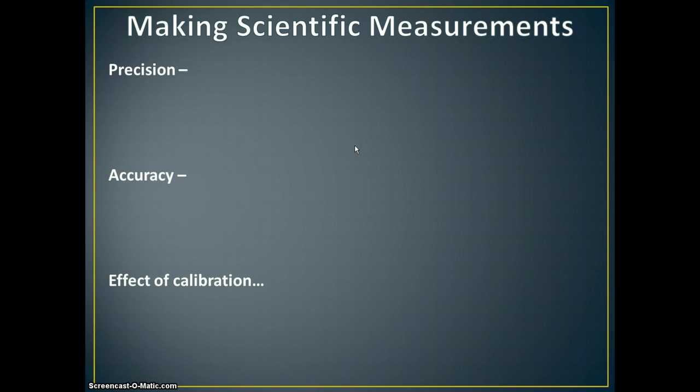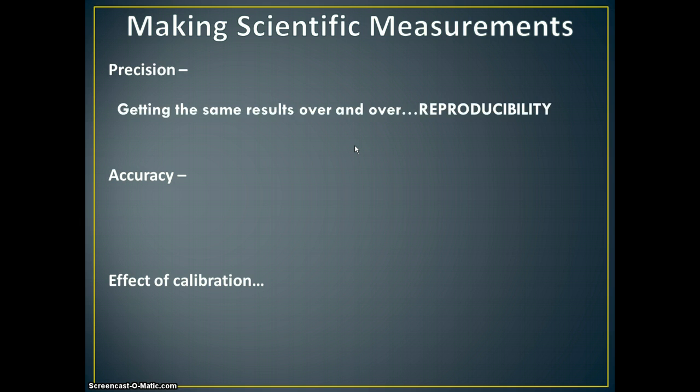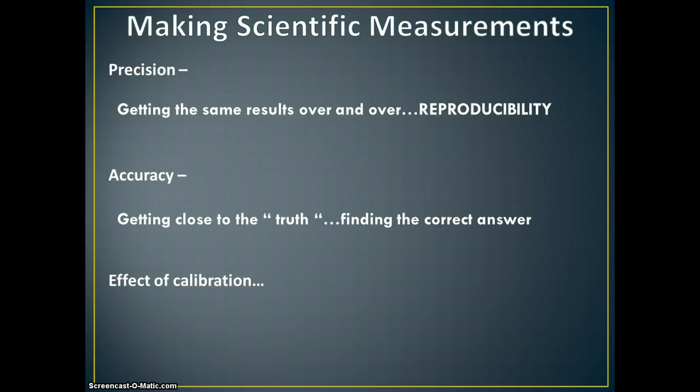The first term we have to discuss is precision. Precision means getting the same results repeatedly, reproducibility, doing it over and over and over. You throw the darts 10 times and you hit the same spot on the dartboard every time. That is precision. It doesn't matter whether it's the right answer or not, just that you hit the same spot every time. Accuracy, on the other hand, is how close we are to the truth or to that real answer, or on a dartboard, how close we are to the bullseye.